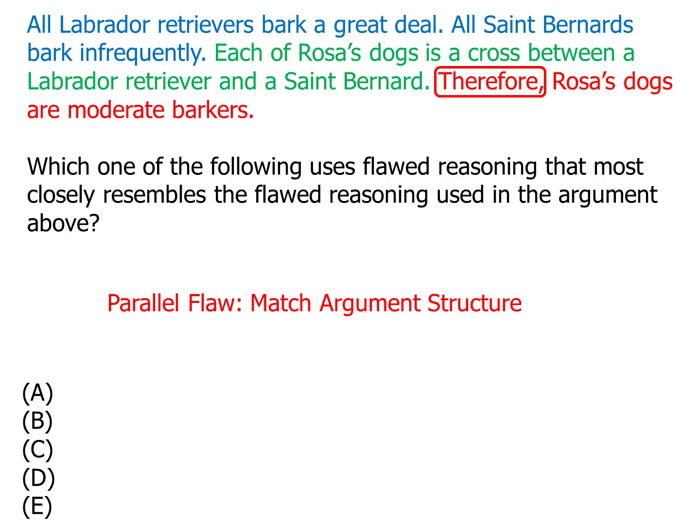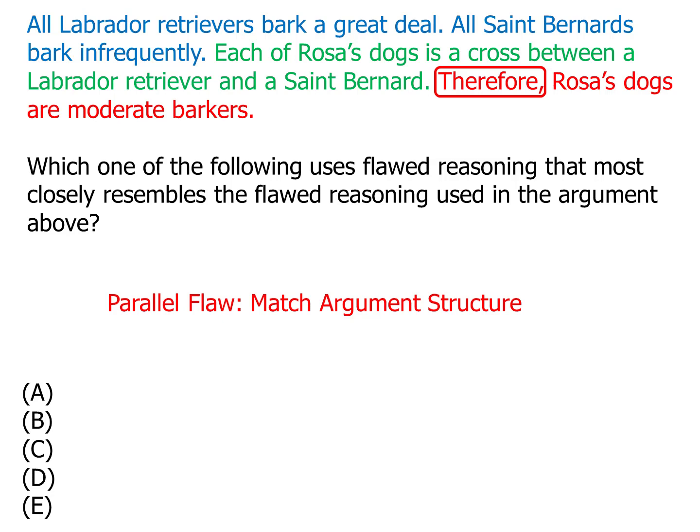Just because her dogs are half St. Bernard, half Labrador doesn't mean that their characteristics are exactly in the middle. A barky dog could have a barky puppy even if it's not a purebred. In other words, a mixture doesn't have to have properties that are halfway in between the 2 things it's mixed from. So ultimately that's what we're looking for in the answer choices. So let's go see what they say.